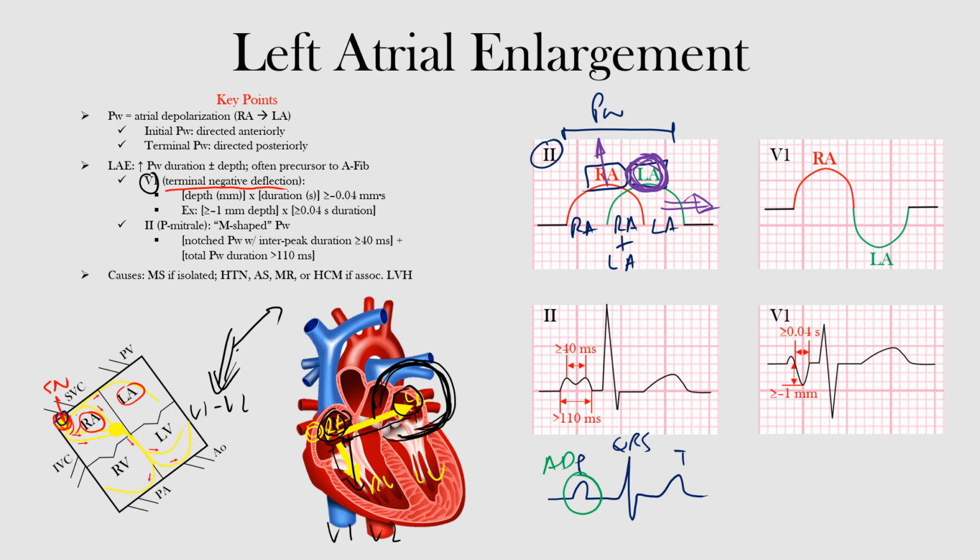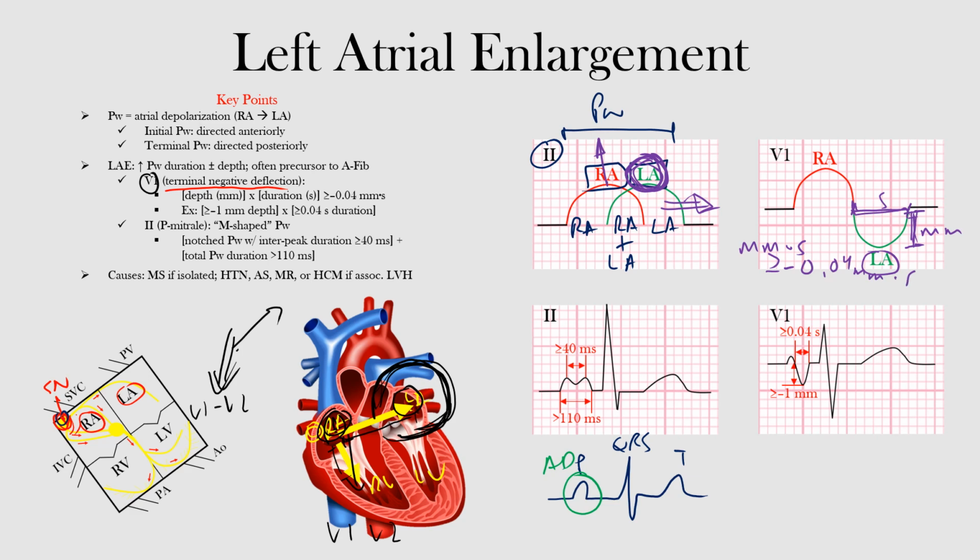So we're looking at, again, the left atrial portion, the terminal portion, and the depth, meaning the depth of our P wave from the top to the bottom, in millimeters. And then we're also looking at the duration of it from the beginning until the end. If you take the product of those two, the millimeters of the depth and the duration in seconds, so millimeters times the seconds, it should be greater than or equal to negative 0.04 millimeter seconds, okay?